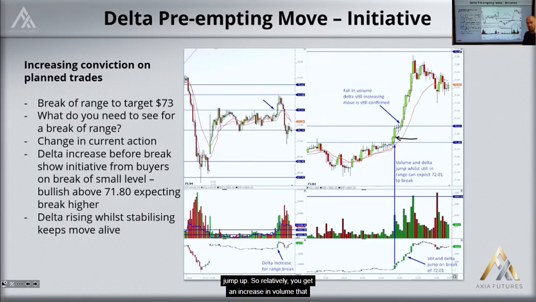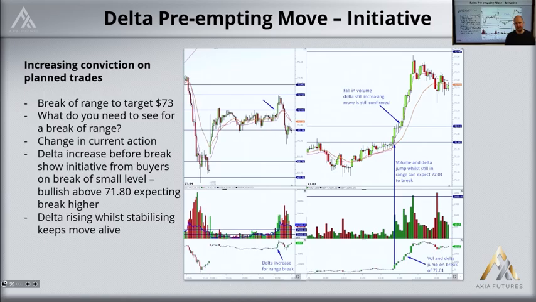Volume does jump up, so relatively you're getting that increase in volume that you're after. Delta increases, so all of these things are good. But just from a volume perspective, volume increases and then very quickly falls here. Volume starts to fall away at the level at the top of the range. This would be an indication that perhaps this isn't the move that you really want. But the fact that as this happens, through these few candles that consolidate, delta continues to rise. Steadily ticks up and ticks up and ticks up.